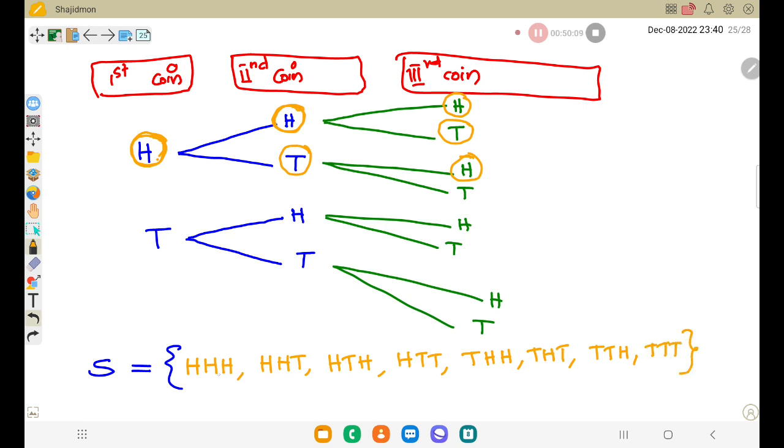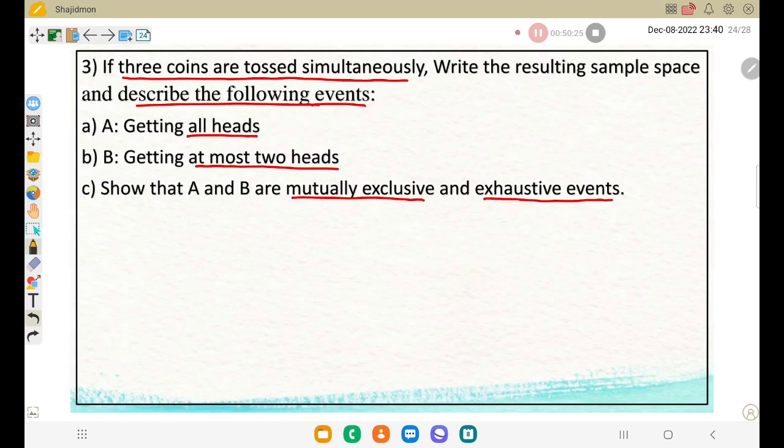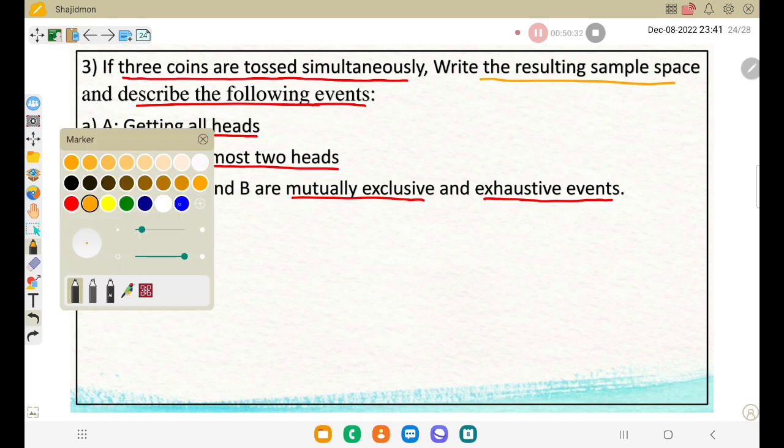So how many elements are there? You can check 1, 2, 3, 4, 5, 6, 7, 8. So 8 outcomes are there, correct? So we can write here 8 outcomes or 8 elements are there in the sample space. So this is what we need to do first. 3 coins are tossed simultaneously. Write the resulting sample space. This was the first part of the question.